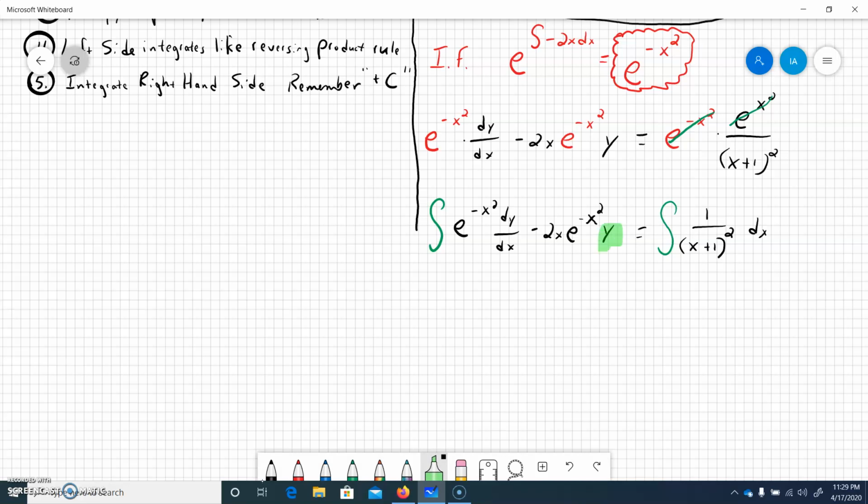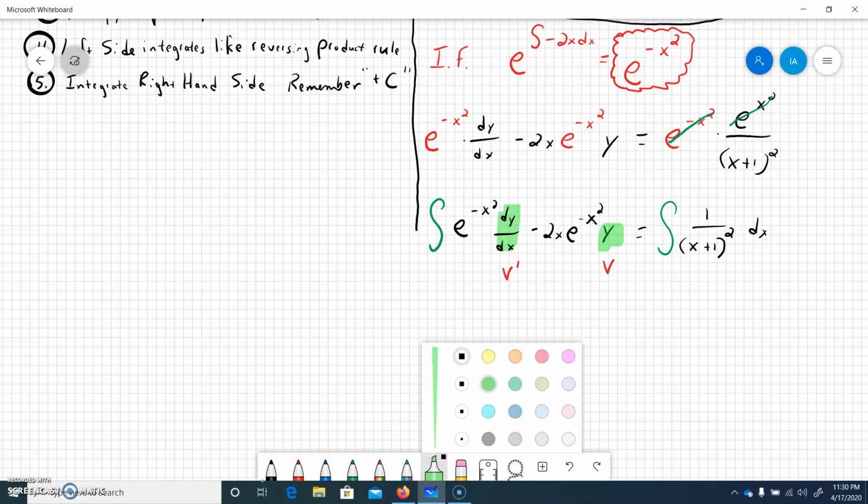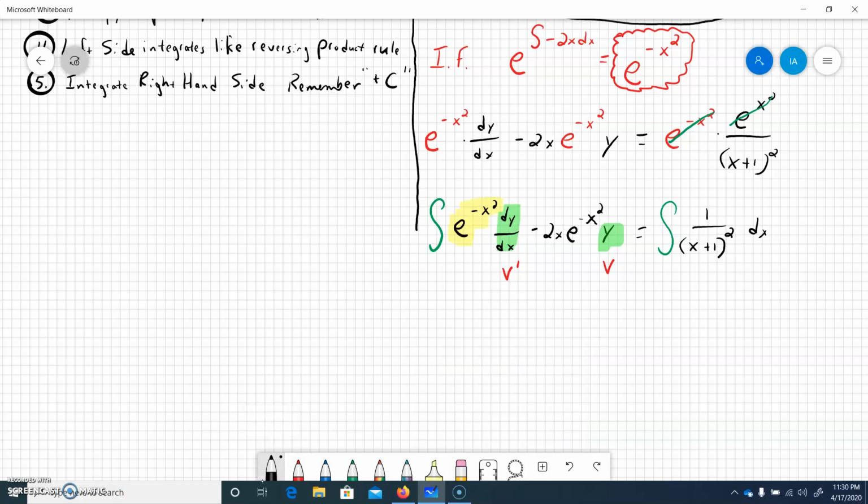So of course y and y prime, or dy dx, is v and v prime. But let's look at the other part. E to the negative x squared is supposed to be our u. So the question is, the other thing over there, the u prime or the du? Well, let's look at it. Let's look at our u, e to the negative x squared.